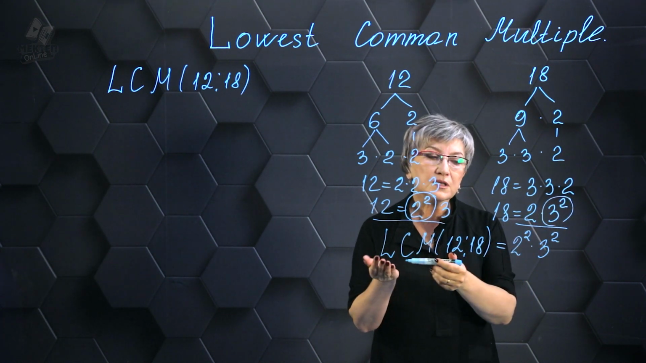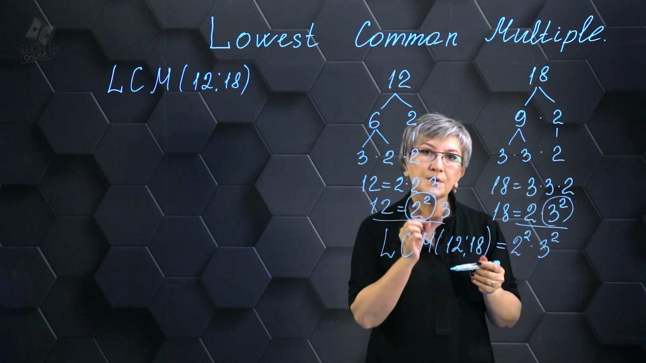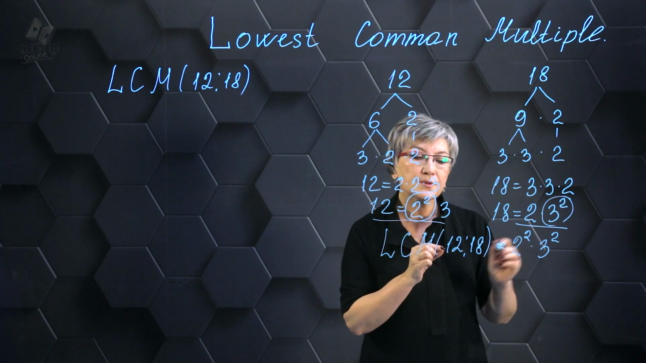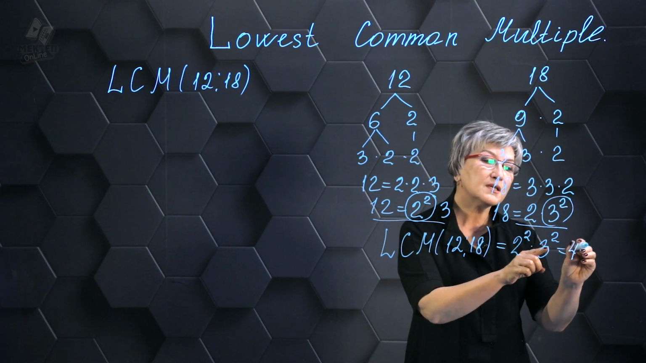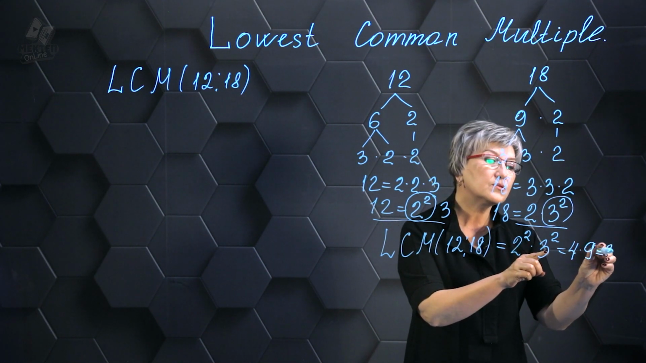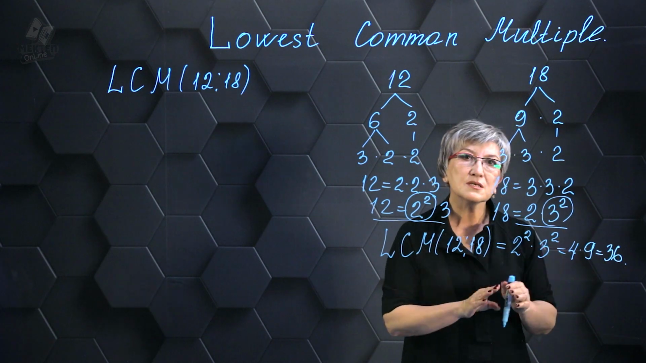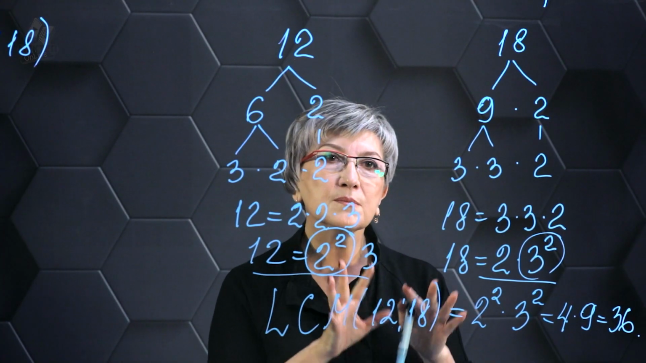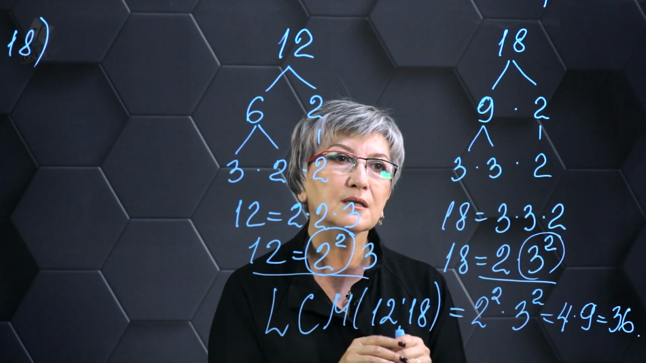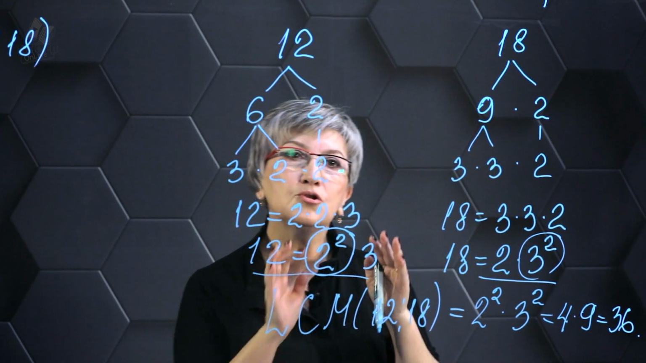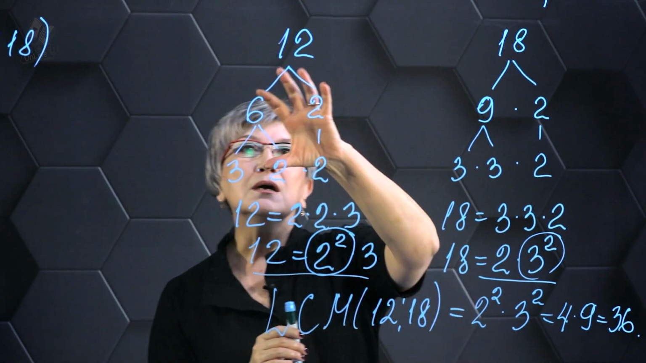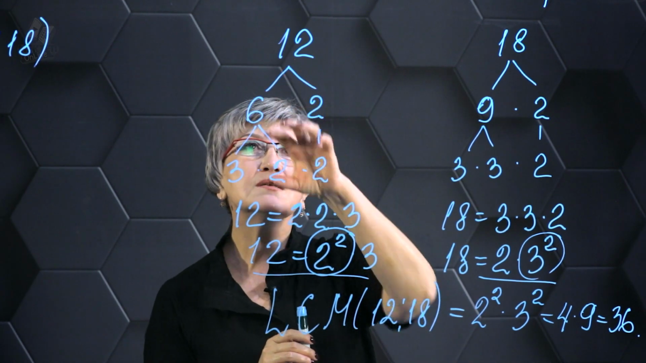Here is a method you can use to find the least common multiple, LCM. The only thing you need to do here is to count. So I reckon 2 squared is 4, 3 squared is 9, and the end result is 36. So this is the method used to find the least common multiple. However, it's really inconvenient to use this decomposition when you have large numbers.